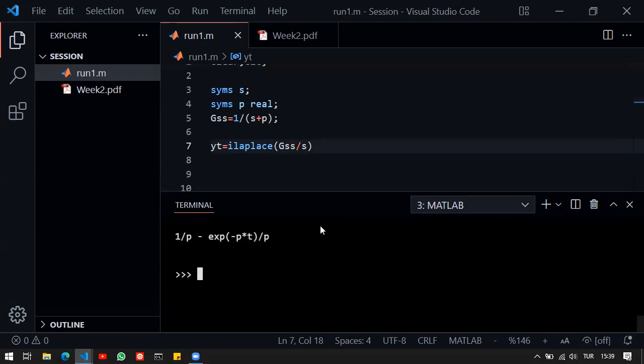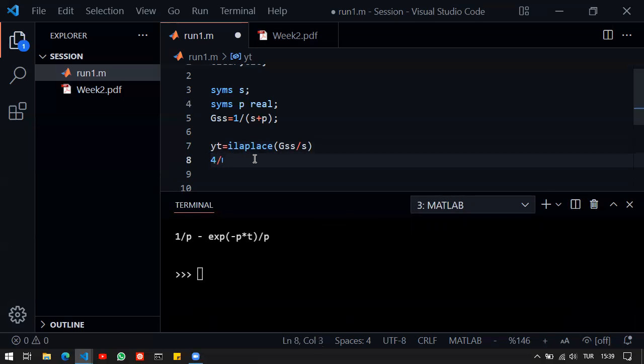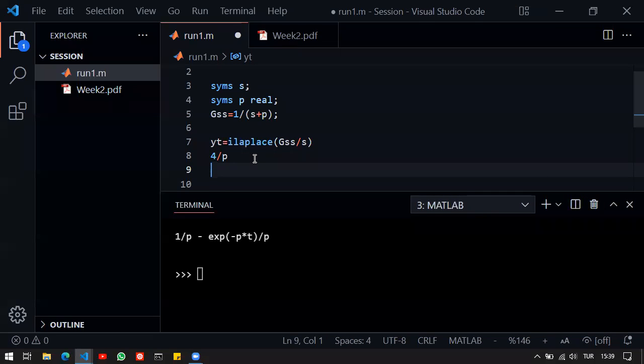Now I can see that the constant term is 1 divided by p, and then we have e to the power of minus p times t divided by p. So again, there's a time constant, and I can see immediately that it takes 4 times the time constant to have a settling time. So what I can basically conclude is that generally it would be equal to 4 divided by p because of the e term here.